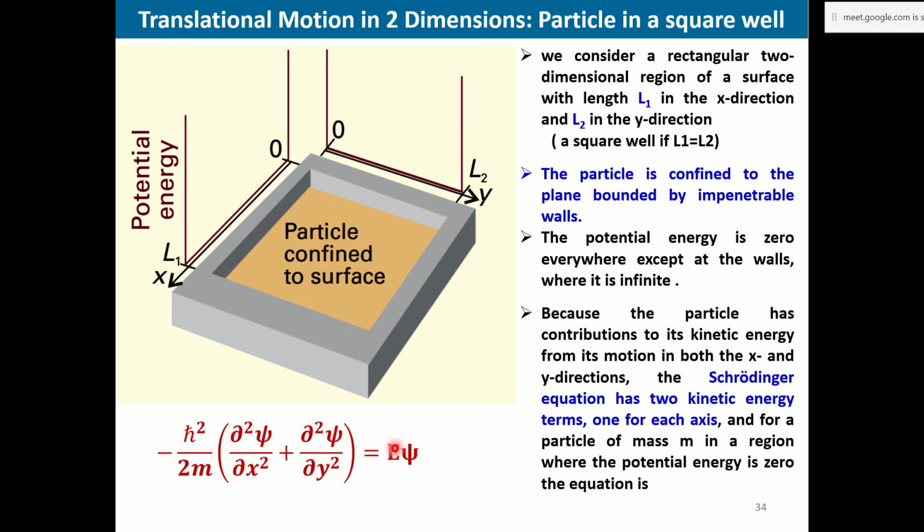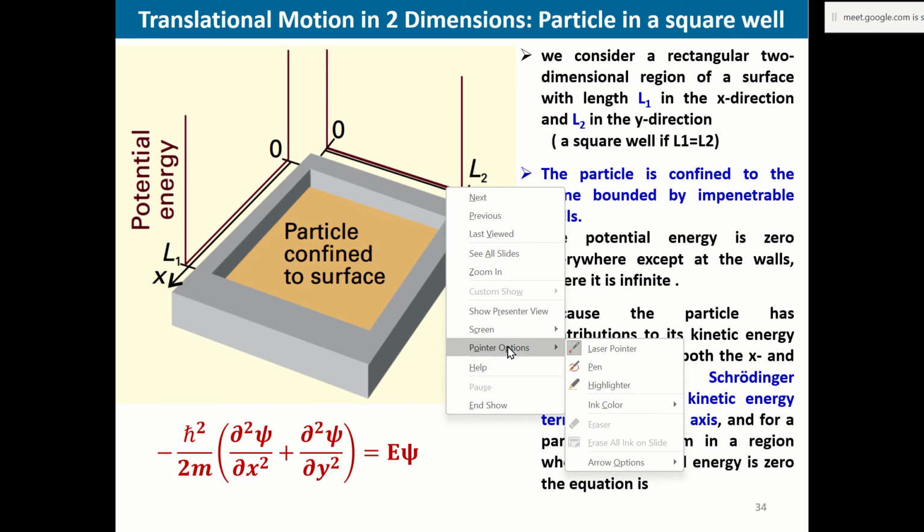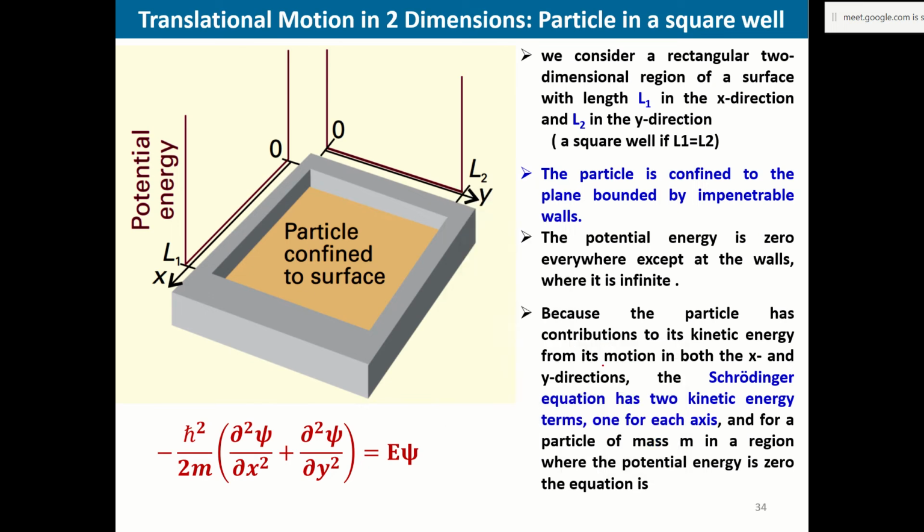So you can write the Schrodinger equation. Now the difference you see compared to the first one-dimensional case is that here we are writing it in the form of partial derivatives, because now it is a function of simultaneous variables.